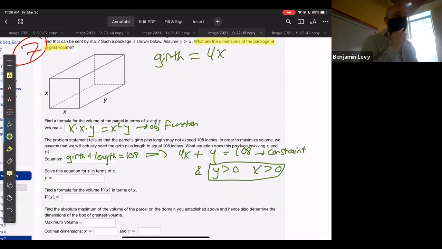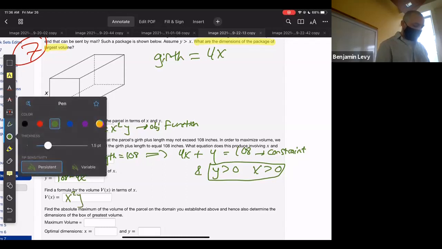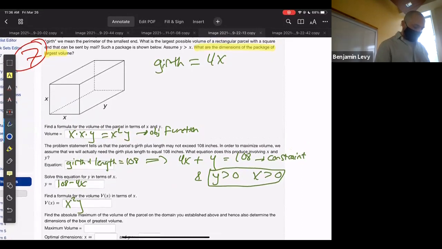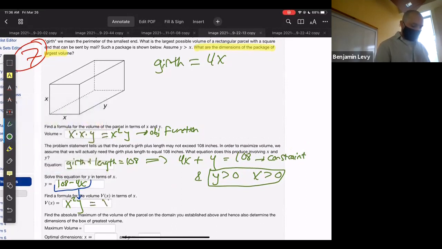Okay, and then it's saying, okay, well, let's solve this in terms of y. And so just subtract 4x to the other side. And then it wants you to substitute it into the volume equation, right? So we used to have x squared y, but what we just did is we solved this for y. And so we can take this piece and put it into the y, right? And then it would be x squared times 108 minus 4x.